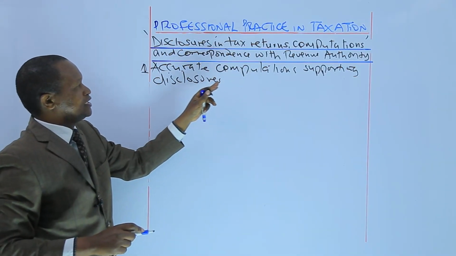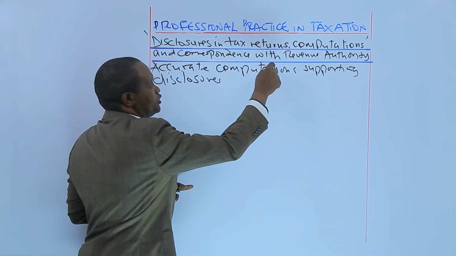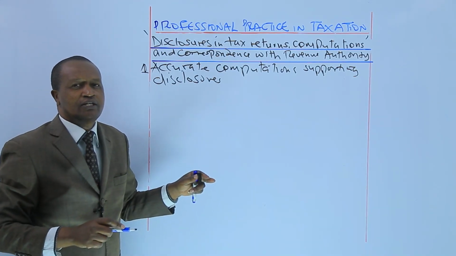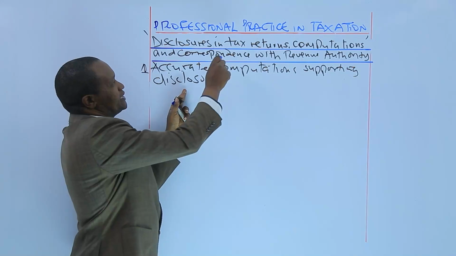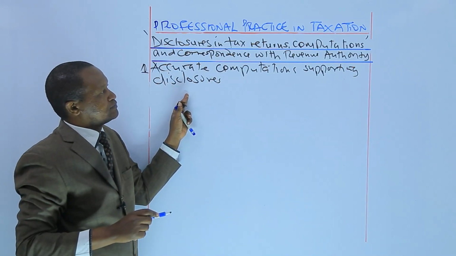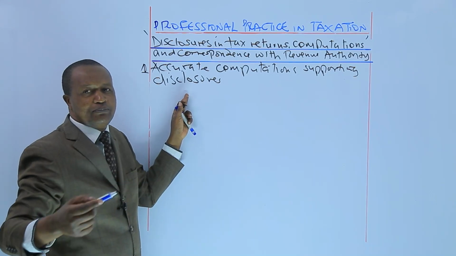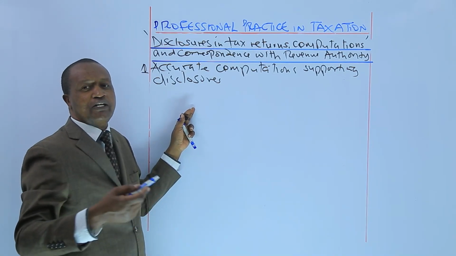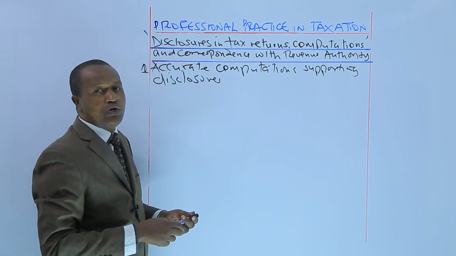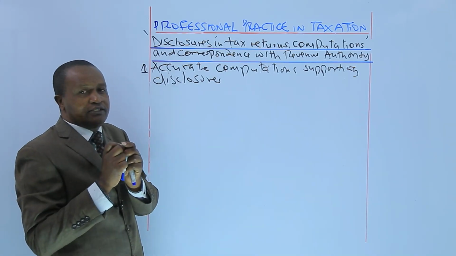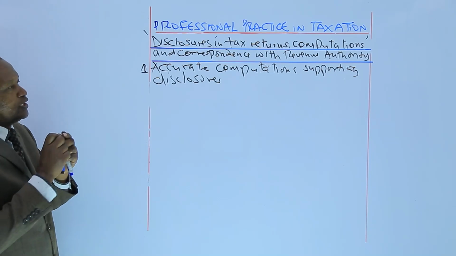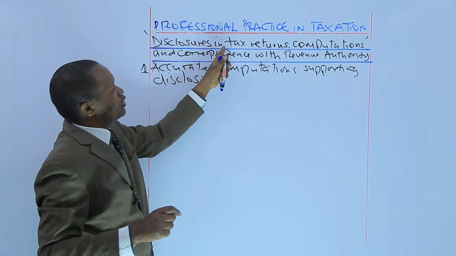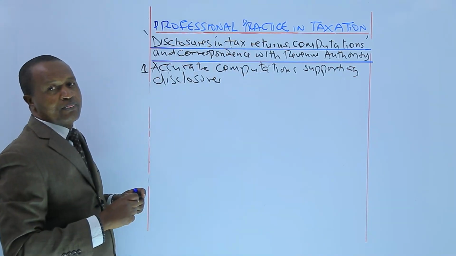Disclosures in tax returns must be accurately computed. Tax computations, in other words, form the foundation of tax returns. They involve the precise calculation of income, deductions, credits, and taxation owed or refunded. So these computations are essential for providing accurate disclosures in tax returns.